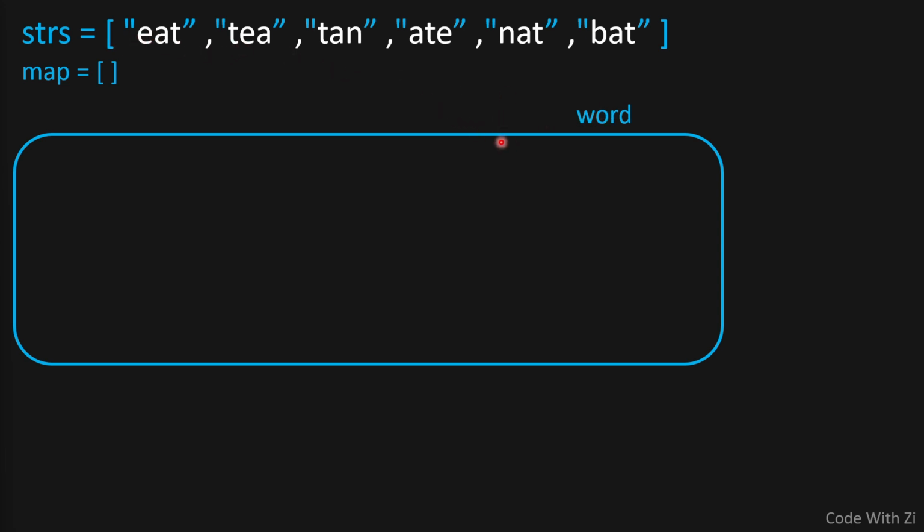So we're gonna name the variable in our for loop word. In the first round, this is gonna be equal to eat, and then it's gonna be equal to t, and then tan, and so on and so forth. You get the idea. The code inside of our loop is gonna be pretty simple. We're only gonna have 4 lines.